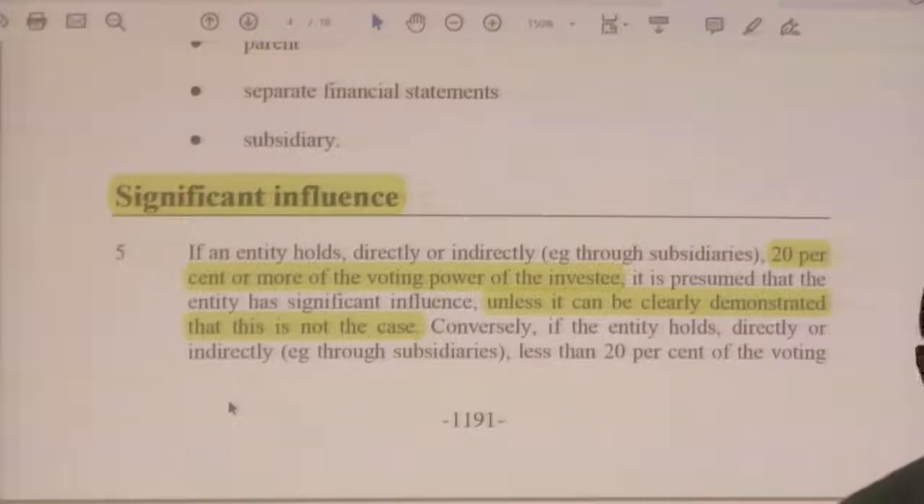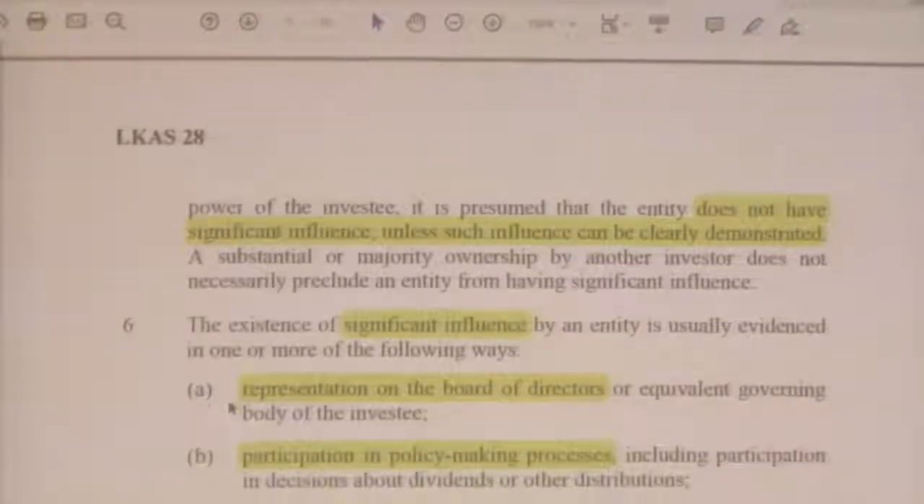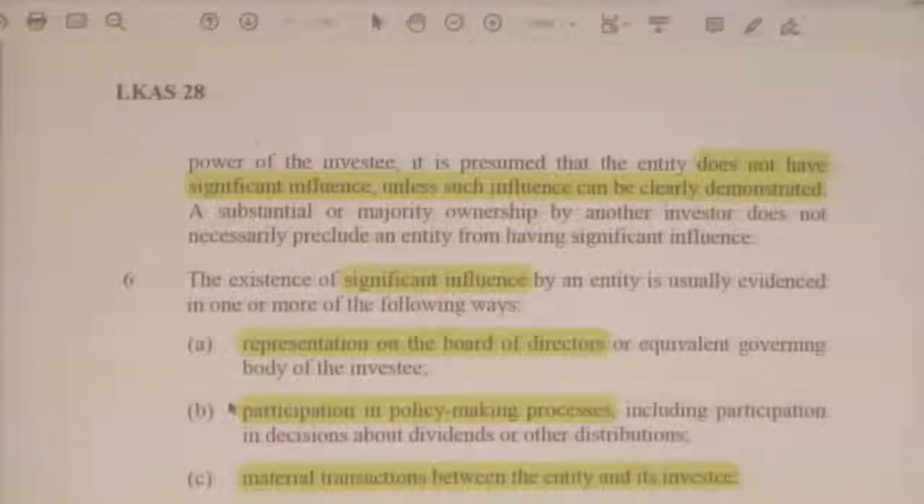If not the case, you have to prove it. If you have more than 20%, you have what? Significant influence. Conversely, if the entity holds directly or indirectly less than 20% of voting power of the investee, it's presumed that the entity does not have significant influence unless such influence can be clearly demonstrated.